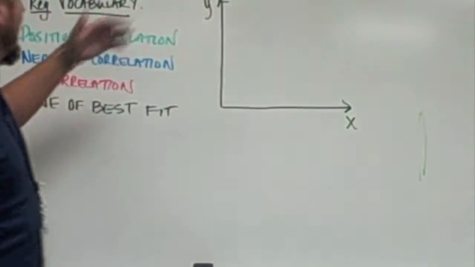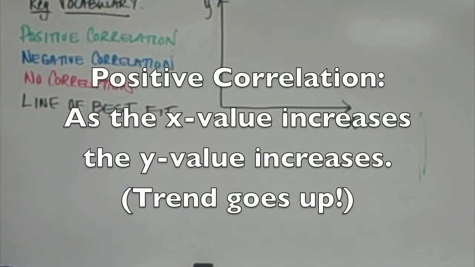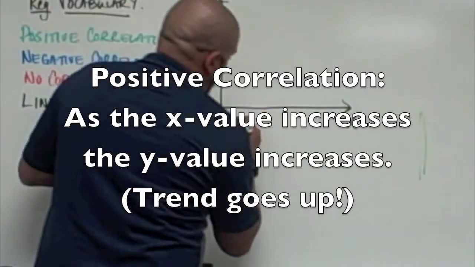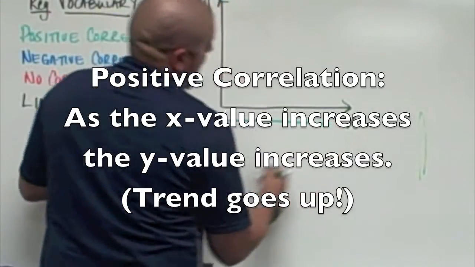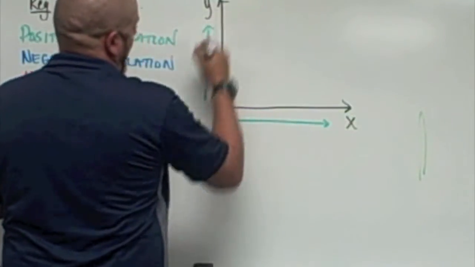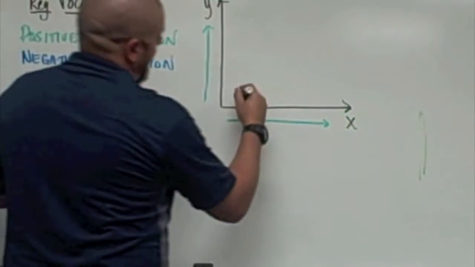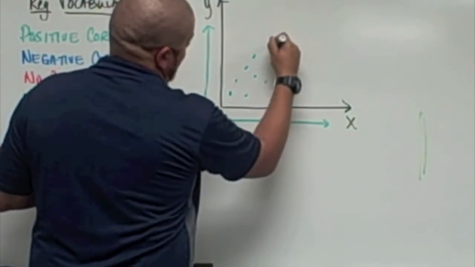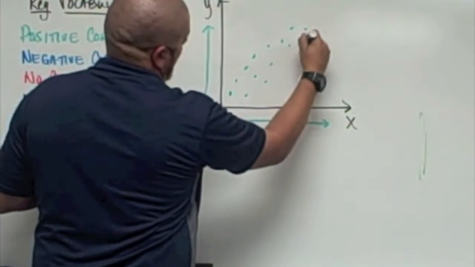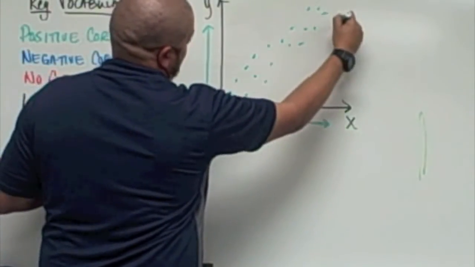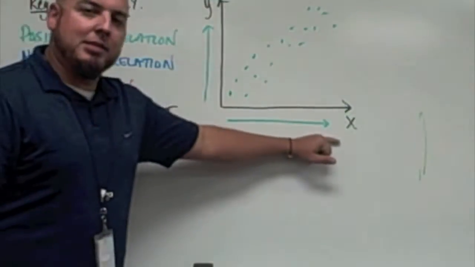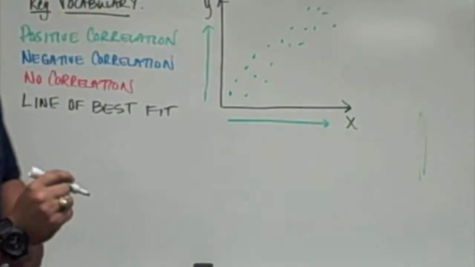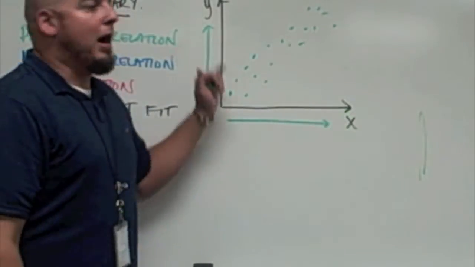So some of the key vocabulary you need to understand is positive correlation. Positive correlation means when you increase the x value, you also increase the y value. So when that happens, your dots are kind of going in a positive direction. They're going upward. Positive is up. Okay? So as your x increases, your y also increases. That is your definition for positive correlation. As your x increases, your y increases as well.